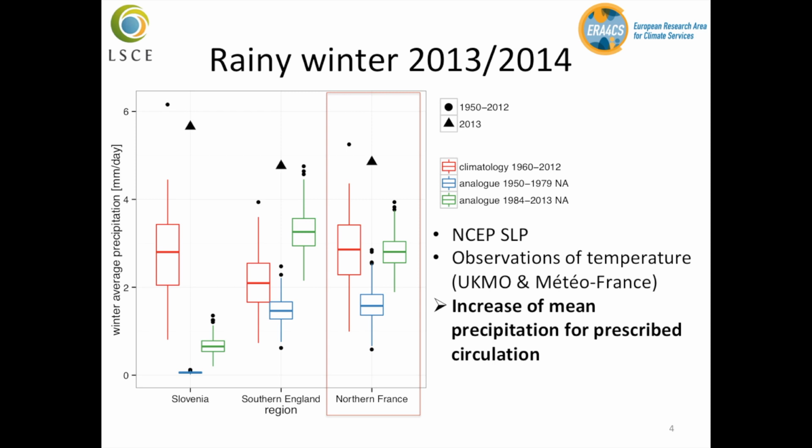So we see that there is an increase of mean precipitation for prescribed circulation, and this increase really seems to be due to the human activities which changed between the first period and the second period. So that's a very simple, elementary example of an application of the method of analogues to determine the thermodynamical change, so the change due to the increase of temperature, on the change of precipitation.